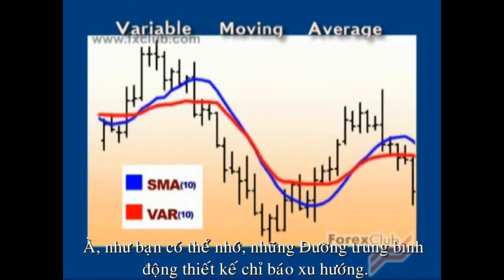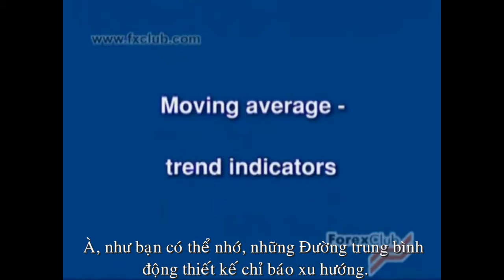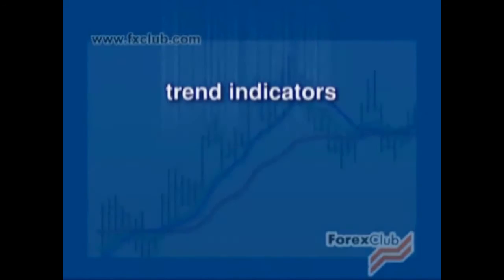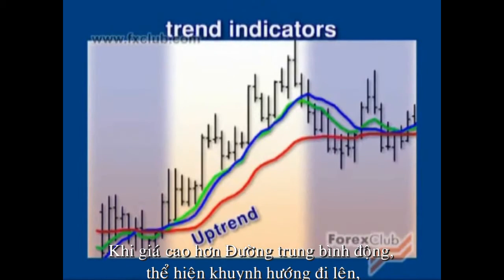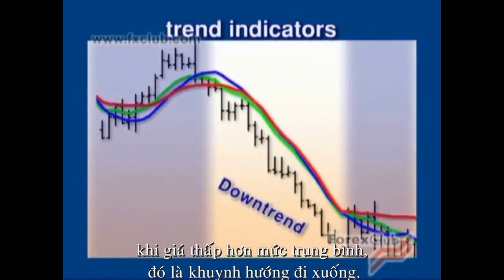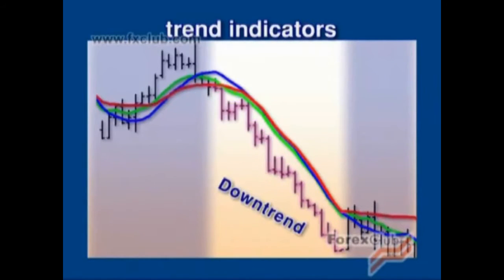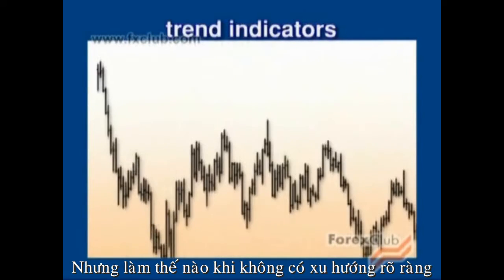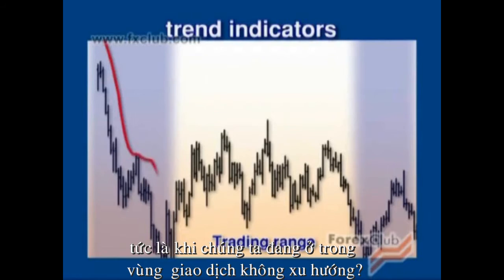Well, as you'll remember, moving averages were designed as trend indicators. When the price is above the moving average, we have an uptrend, and when the price is below the average, it's a downtrend. But what about when there is no overriding trend? I mean, when we are in a trading range.